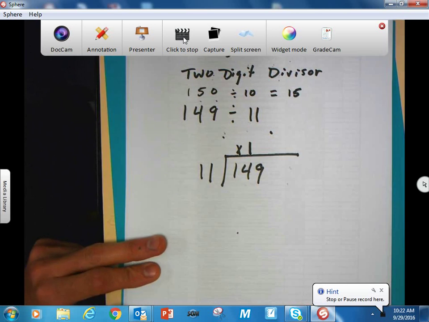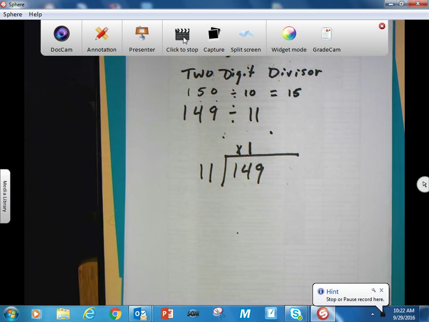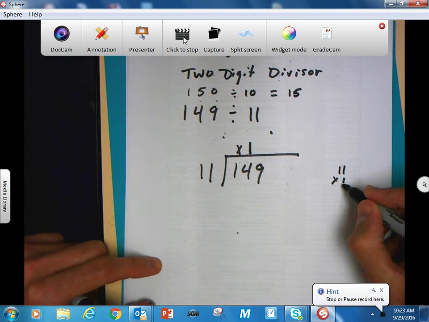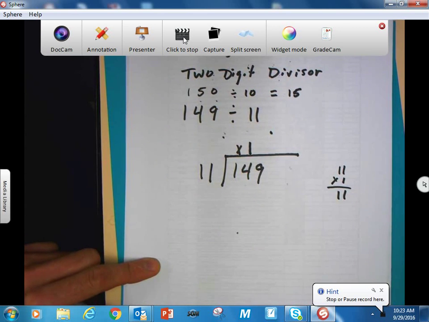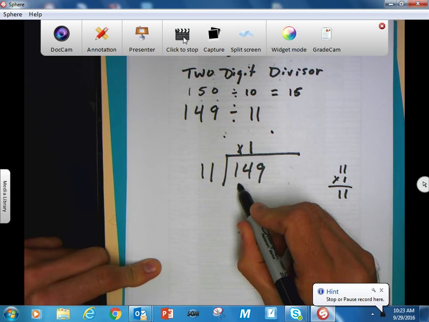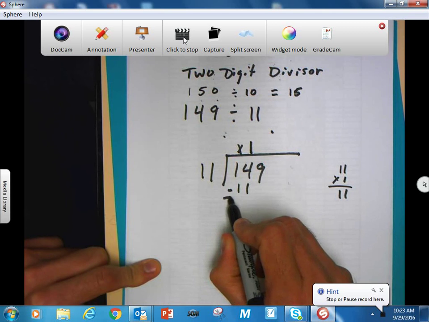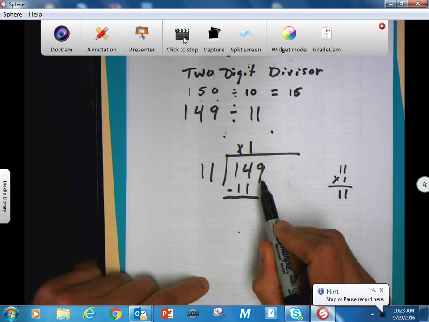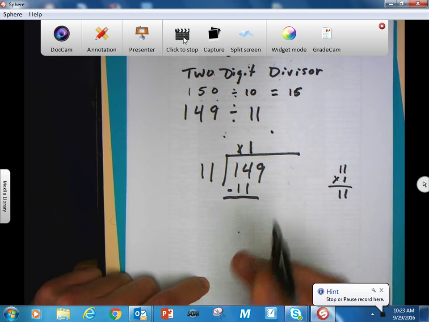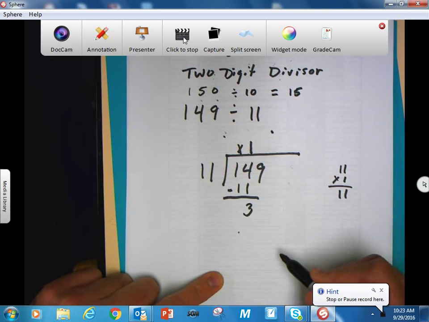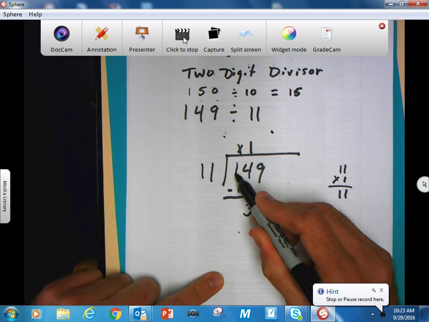Okay. So we tell ourselves, we know that 11 times 1 is 11. So I write down 11 right here. I'm going to subtract 11 out from 14. Now it's really 110 from 140, but we're breaking the number in parts by place value. So 1 ten from 4 tens is 3 tens. 100 from 100 is 0 hundreds.